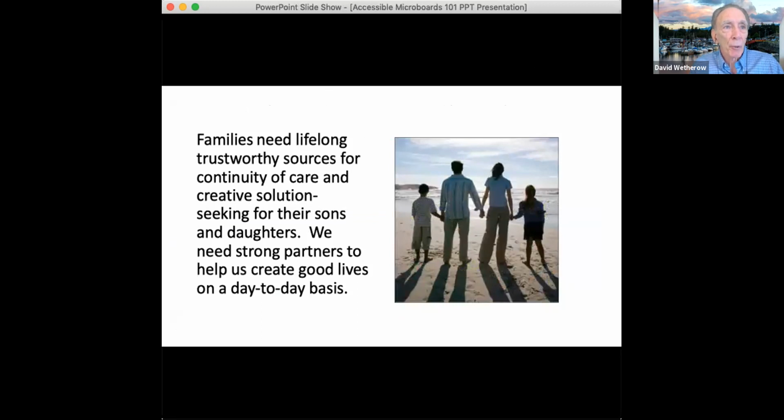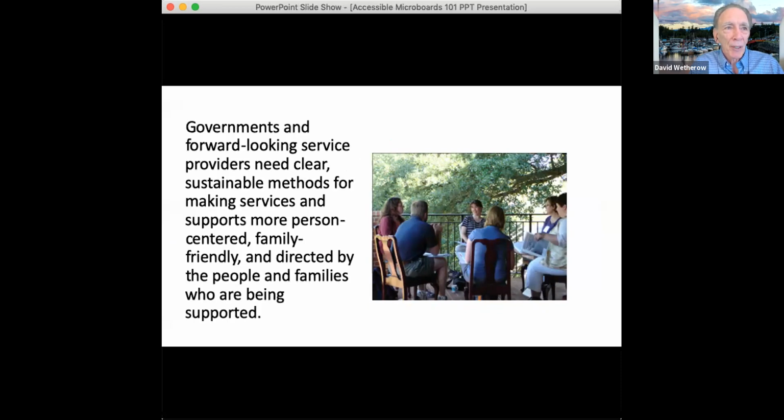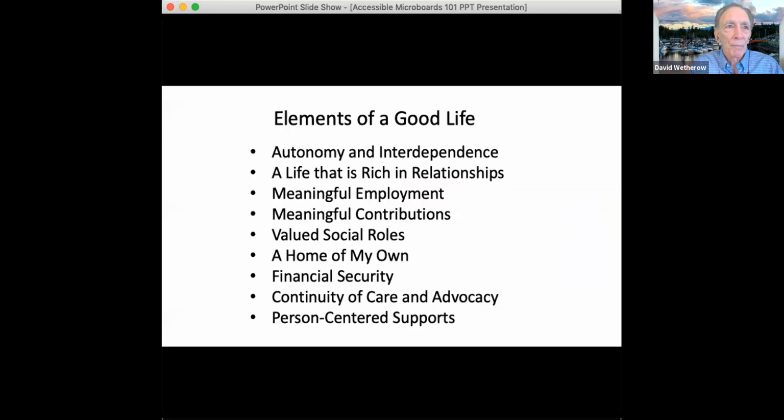Families need lifelong trustworthy sources for continuity of care and creative solution seeking for their sons and daughters. We all need strong partners to help us create good lives on a day-to-day basis. Community partners and direct support professionals need understandable models for making meaningful differences in one person's life. And governments and forward-looking service providers need clear, sustainable methods for making supports more person-centered, family-friendly, and directed by the people and families who are being supported.